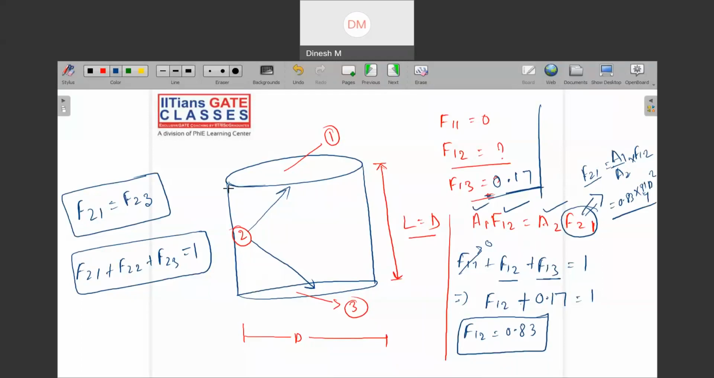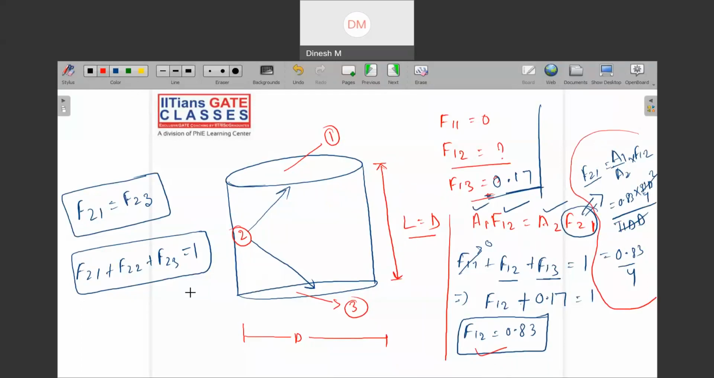And what is a2? A2 is nothing but the surface area of this one. This is pi d multiplied by this distance, which is L, but here it is given as equal to diameter, pi d d. So pi d square got cancelled out. This is 0.83 by 4. So now I know what is F12.